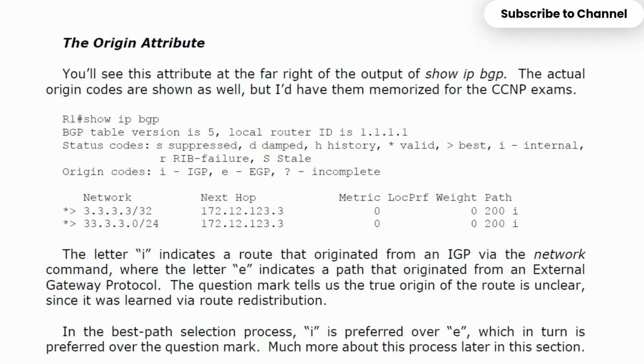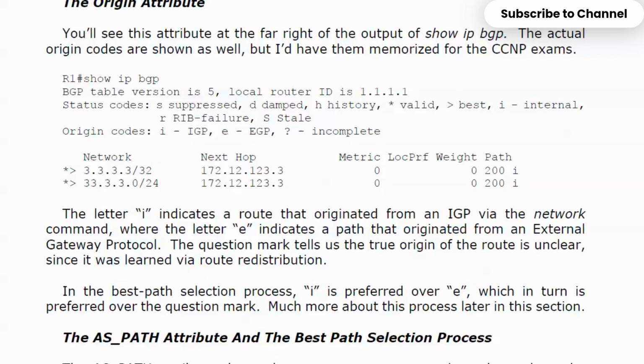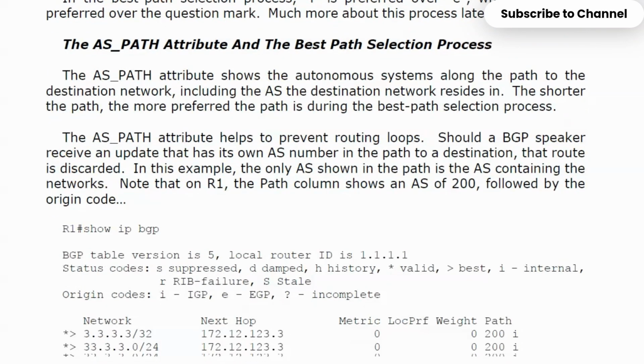Internal route is, IGP is preferred for source over EGP, and in turn EGP is preferred over an unknown source. So much more about this process later in this section. And by golly, look at this, it's later in this section. We're going to talk about the best path selection process here and the AS path attribute, which we saw briefly in the other video.